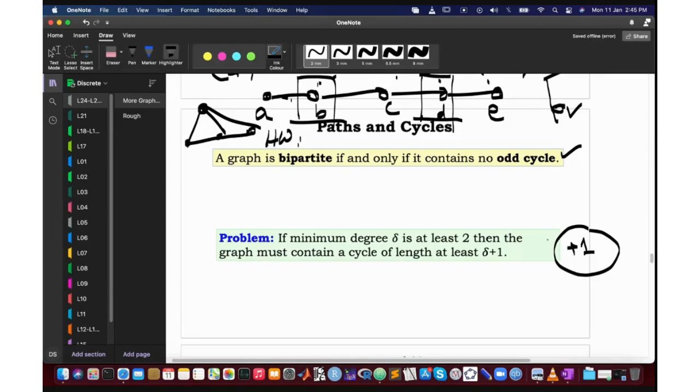So you have a graph, and you need to show that the graph contains a cycle of length at least delta plus 1, assuming that minimum degree is at least 2. See, if minimum degree is not at least 2, the graph may not contain a cycle. It can be a tree. So this condition is important to have a cycle: the minimum degree must be at least 2. But now you need to show that there is a cycle of length at least minimum degree plus 1.